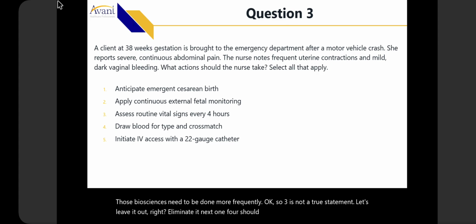Next one, four. Should the nurse draw blood for a type and cross match? True or false?